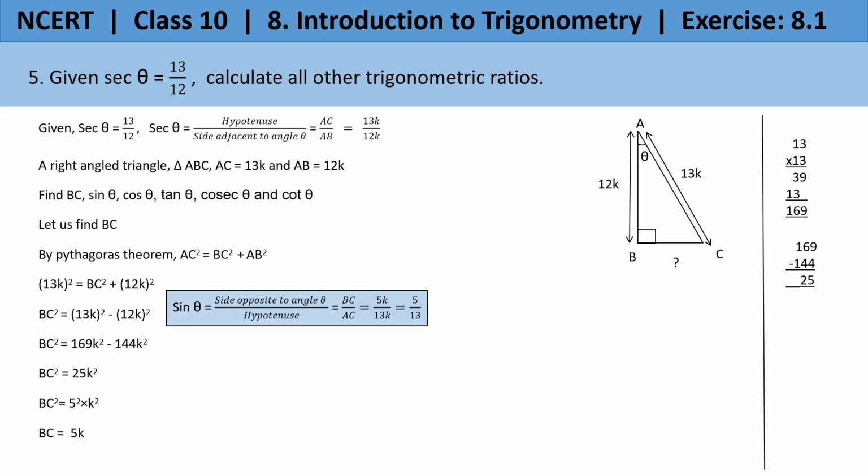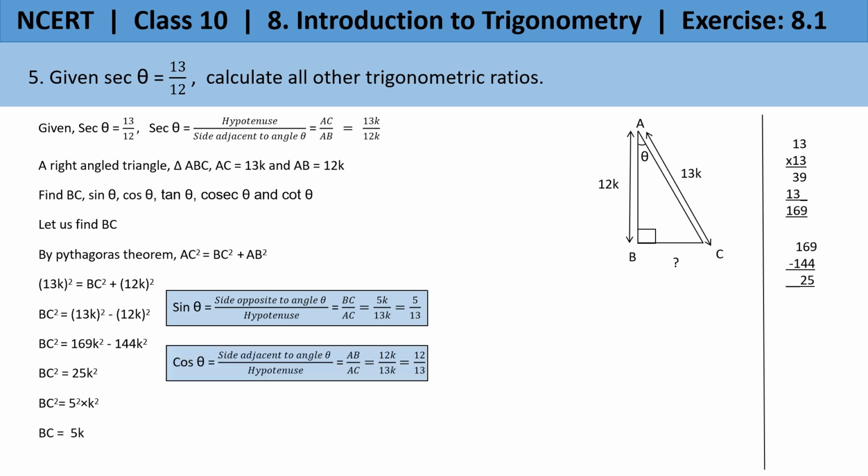Sin theta is equal to side opposite to angle theta by hypotenuse, which is equal to BC by AC, which is equal to 5k by 13k, which is equal to 5 by 13. Cos theta is equal to side adjacent to angle theta by hypotenuse, which is equal to AB by AC, which is equal to 12k by 13k, which is equal to 12 by 13.